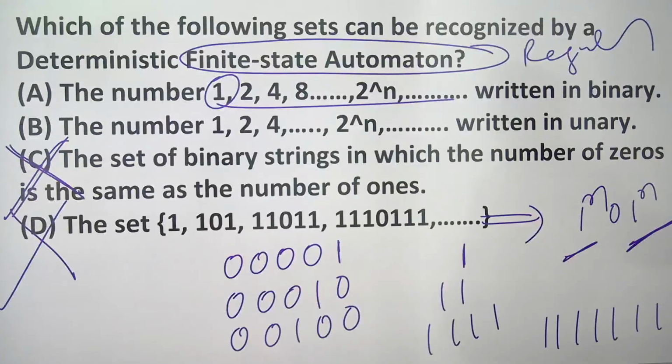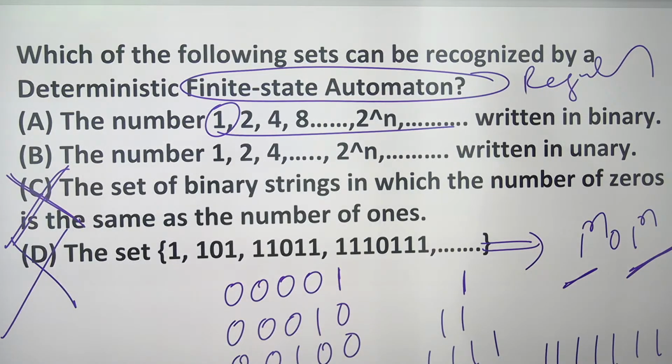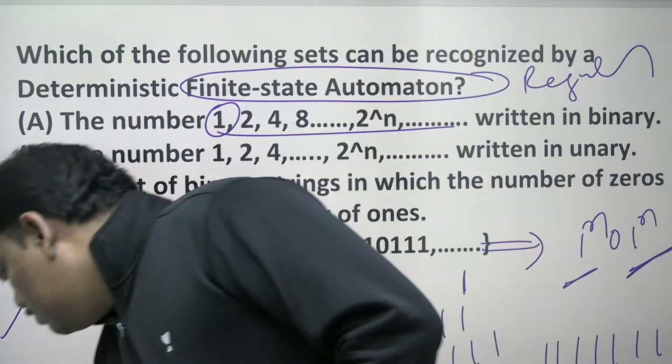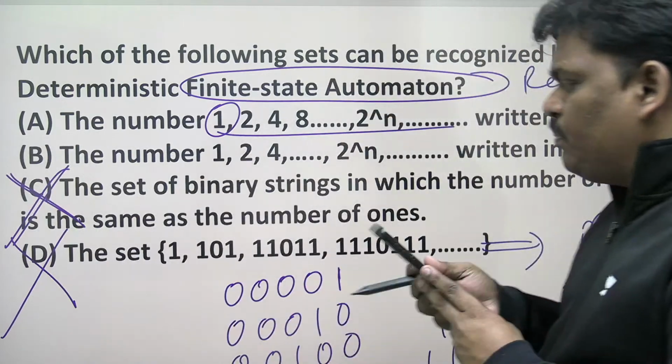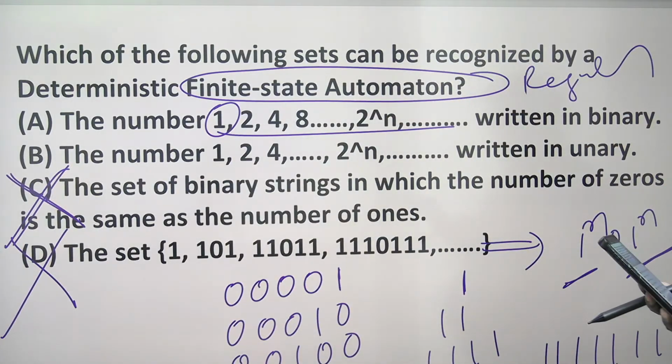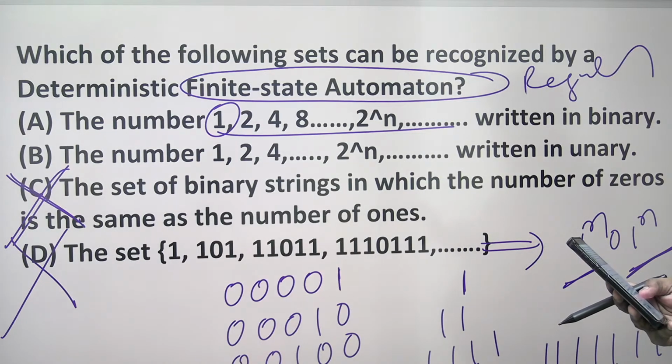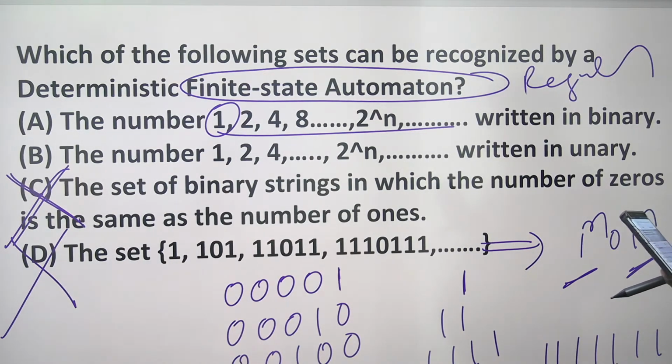What about option A? C and D cannot be okay. But what about A? 1, 2, 4, 8, 2 power n written in binary.